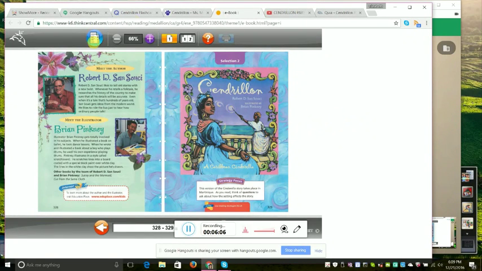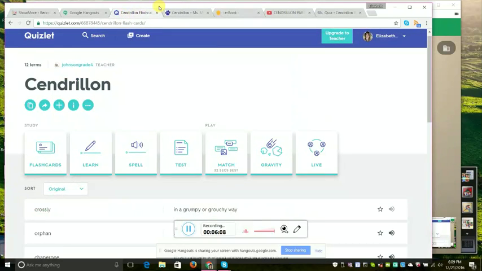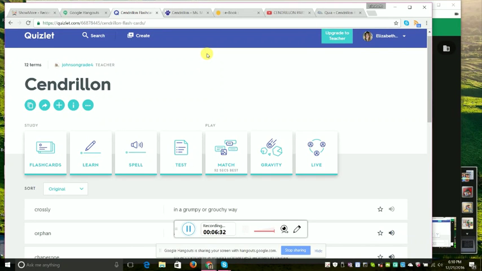After reading it aloud to them, I had them go back into Quizlet and do some more of these games, playing these games or practicing with flashcards for about 10 or 15 minutes afterwards. Then, I went through a discussion with them as well, to see if they had any questions or just to discuss some of the things, the comprehension questions about the story.